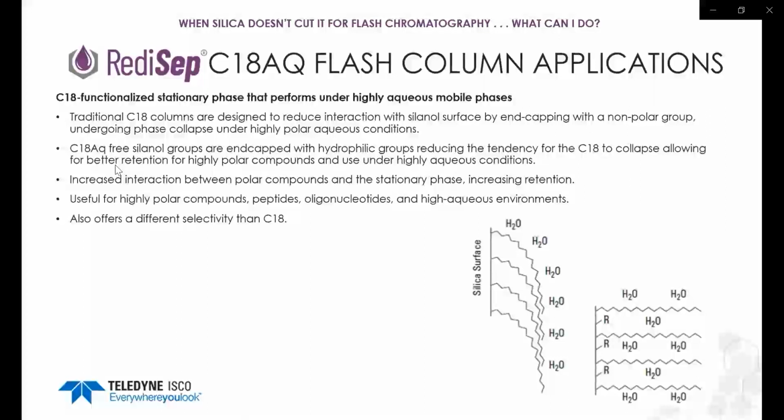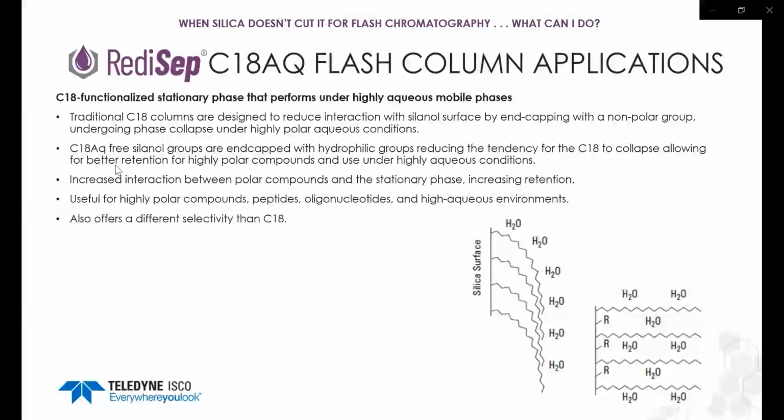The reason for this is that traditional C18 columns are designed to reduce interaction with the silanol surface by end capping with a non-polar group. What happens though under highly polar aqueous conditions is that the C18 molecules begin to phase collapse and they interact with each other, decreasing access to the silanol surface as it's basically blocking it from the highly polar aqueous mobile phase. C18AQ addresses this problem by end capping with hydrophilic groups. This reduces the tendency for C18 to collapse, allowing for better retention.